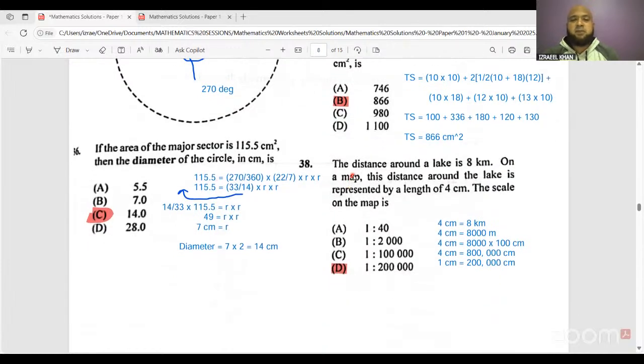Took some time there. The distance around a lake is 8 km. On a map, this distance around the lake is represented by a length of 4 cm. The scale on the map is, well, if 4 cm represents 8 km, we want cm with cm. 8 km is 8,000 meters. And converting the meters into centimeters, 1 meter has 100 cm. So it's 8,000 by 100 cm. You get 800,000 cm. And you divide by 4 to get for 1. So 1 cm would be 200,000 cm. D as in dog.